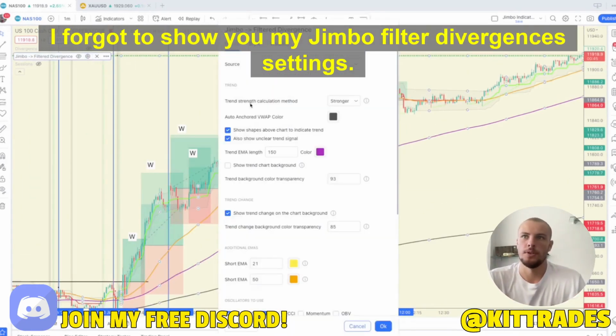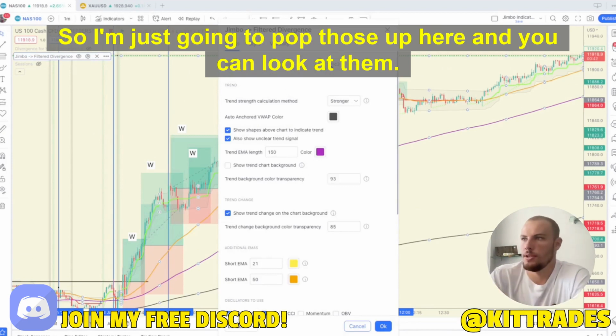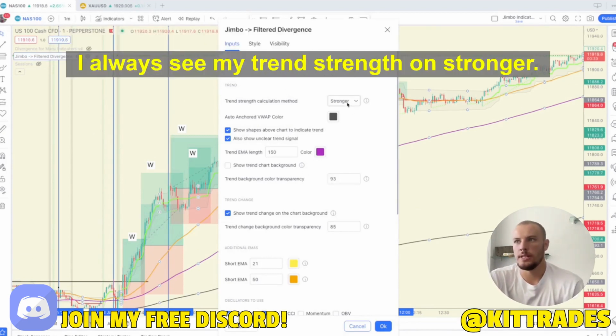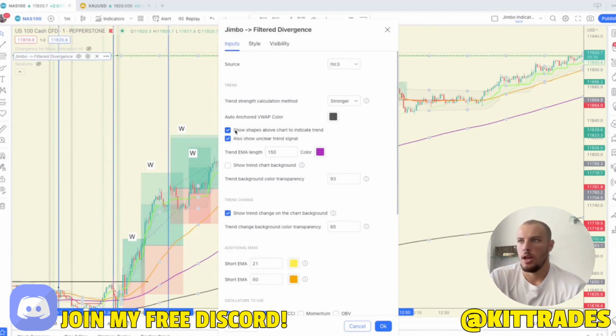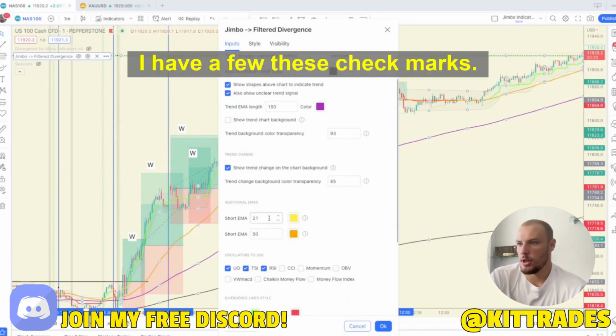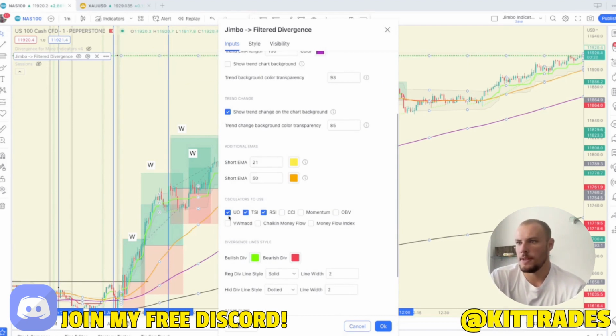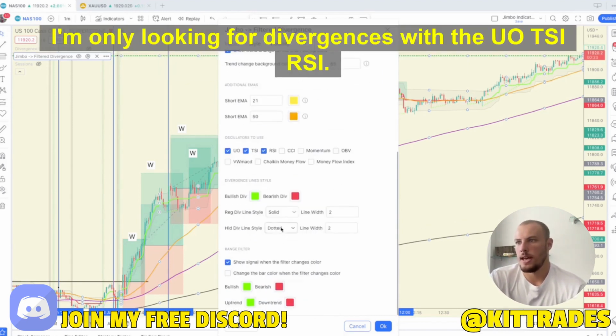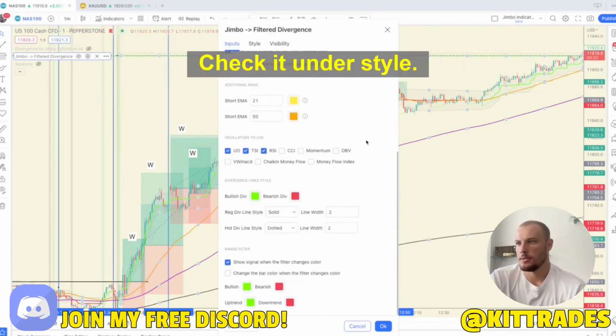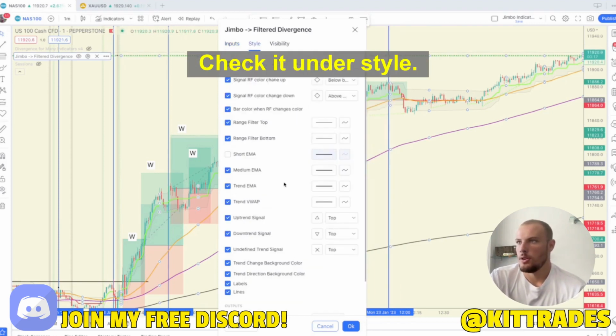I forgot to show you my Jimbo filter divergences settings. So I'm just going to go ahead and pop those up here and you can look at them. HLC3. I always keep my trend strength on stronger. I have a few of these check marks. I show my EMA 21, EMA 50. I'm only looking for divergences of the UO, TSI, RSI. Okay, these are my colors. Check it. Under style, this is what I have going on.